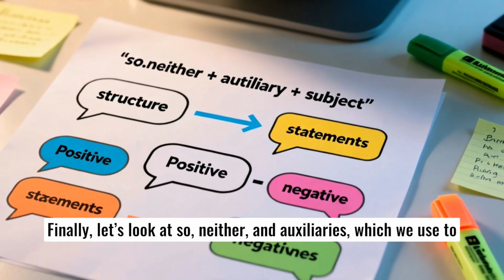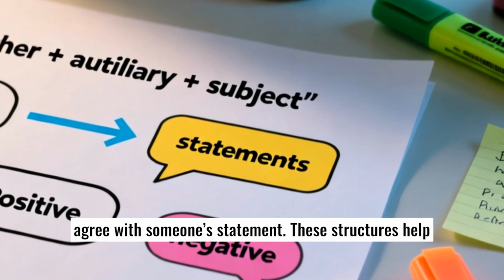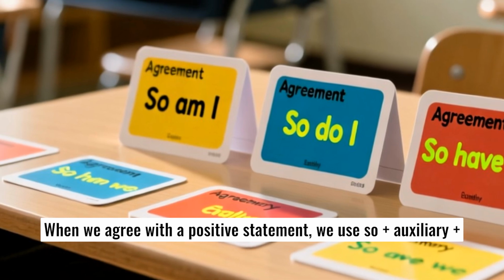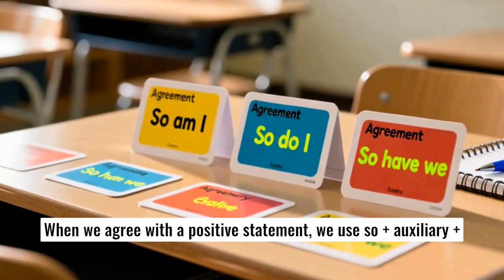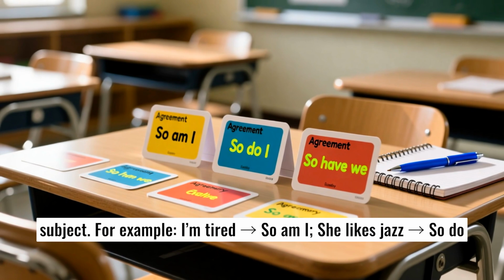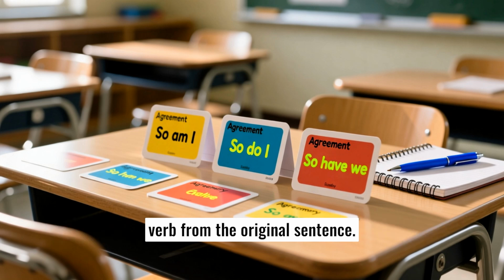Finally, let's look at so, neither, and auxiliaries, which we use to agree with someone's statement. These structures help conversations sound natural and interactive. When we agree with a positive statement, we use so plus auxiliary plus subject. For example, I'm tired, so am I. She likes jazz, so do I. They've finished, so have we. We must repeat the auxiliary verb from the original sentence.